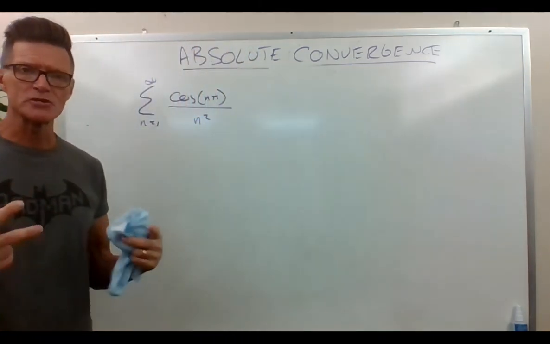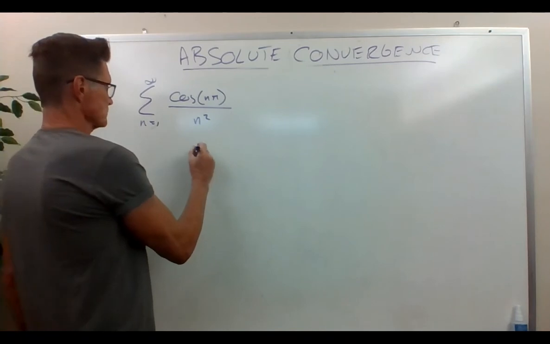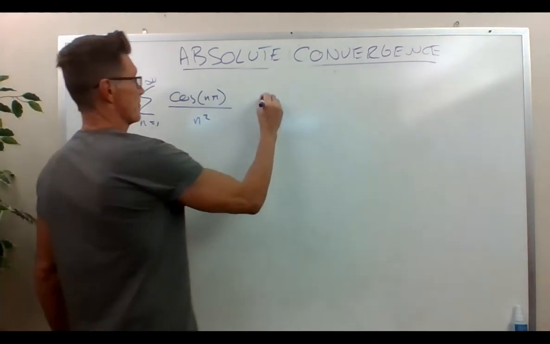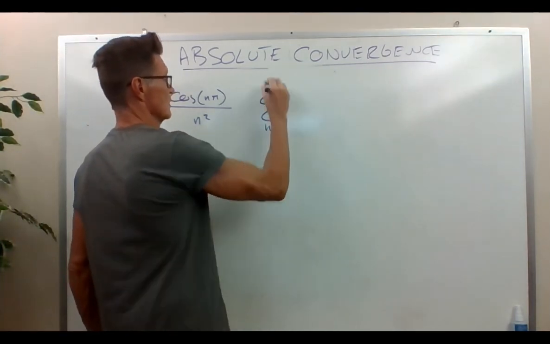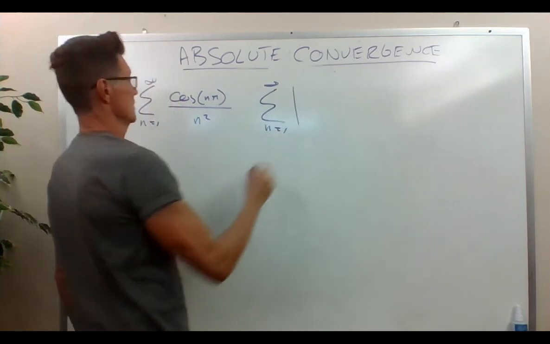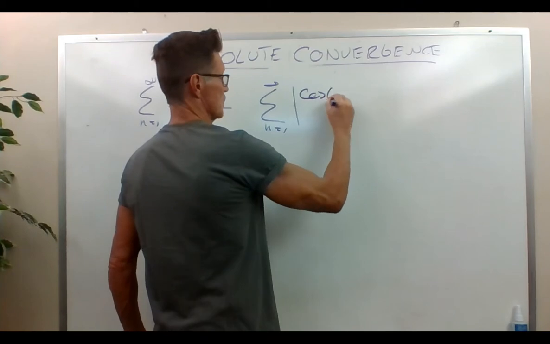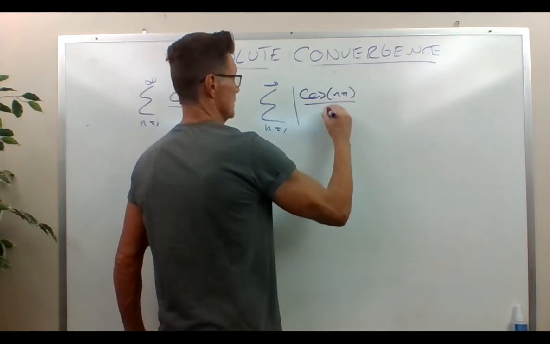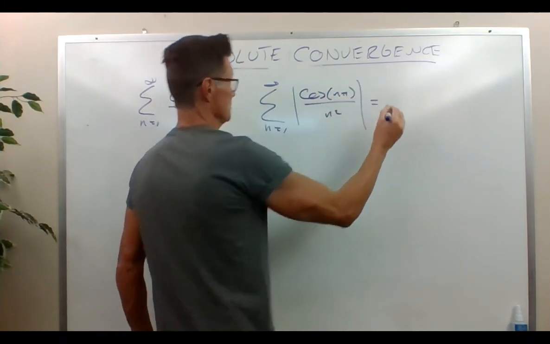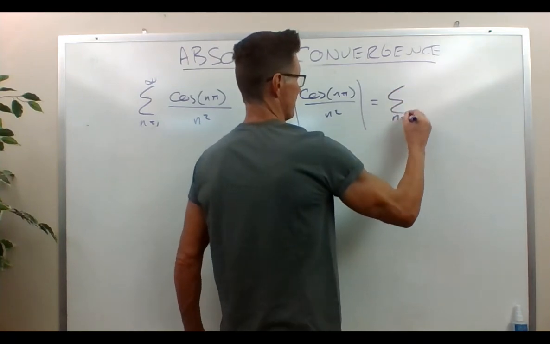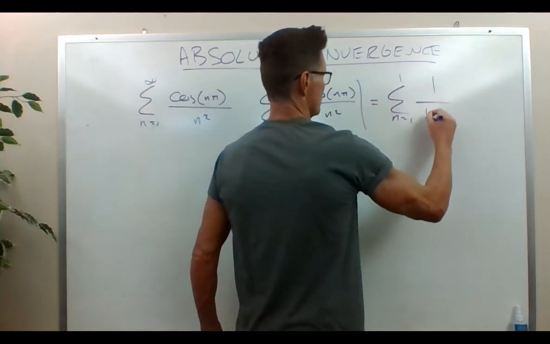To test for convergence, we want to find the absolute value of this function. The absolute value of the cosine of n pi over n squared is simply going to be 1 over n squared.